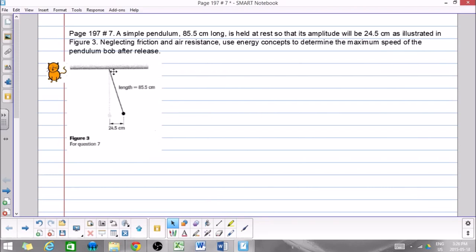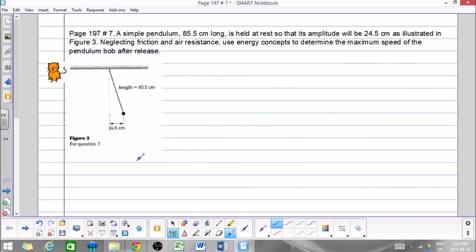You're given the length of the string of the pendulum. It's being held out to the side here with an amplitude of 24.5 centimeters. Now with the pendulum, the amplitude is the horizontal distance here. It's not the angle or distance. It's being measured side to side. Now, neglecting friction and air resistance, what will be the maximum speed of this pendulum? That's the question that we're asked to solve, and we're going to use conservation of energy.